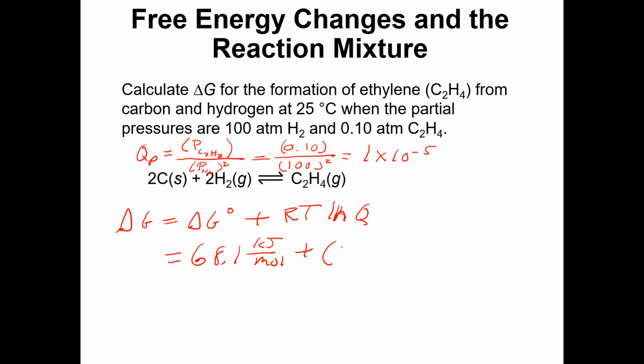Plus we have R is 8.314 joules per Kelvin times moles, times the temperature, if we convert that to Kelvin, is 298 Kelvin, and we have the natural log of 1 times 10 to the negative 5th.